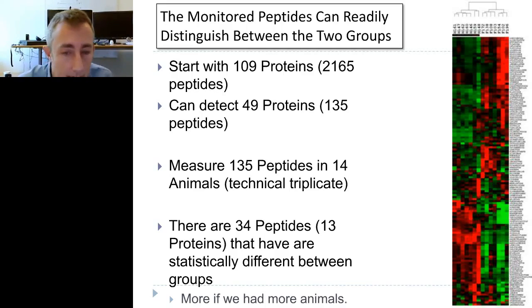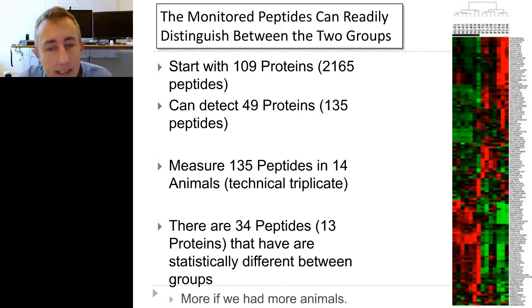And there were 34 peptides mapping back to 13 gene products that were statistically different between the groups. But as you can see from the clustering done here, it was very easy to differentiate between these two groups. And obviously, the differences here are largely the difference between biological organisms. And if we had more animals, we'd probably be able to find a greater percentage of these individual peptides that were statistically different.